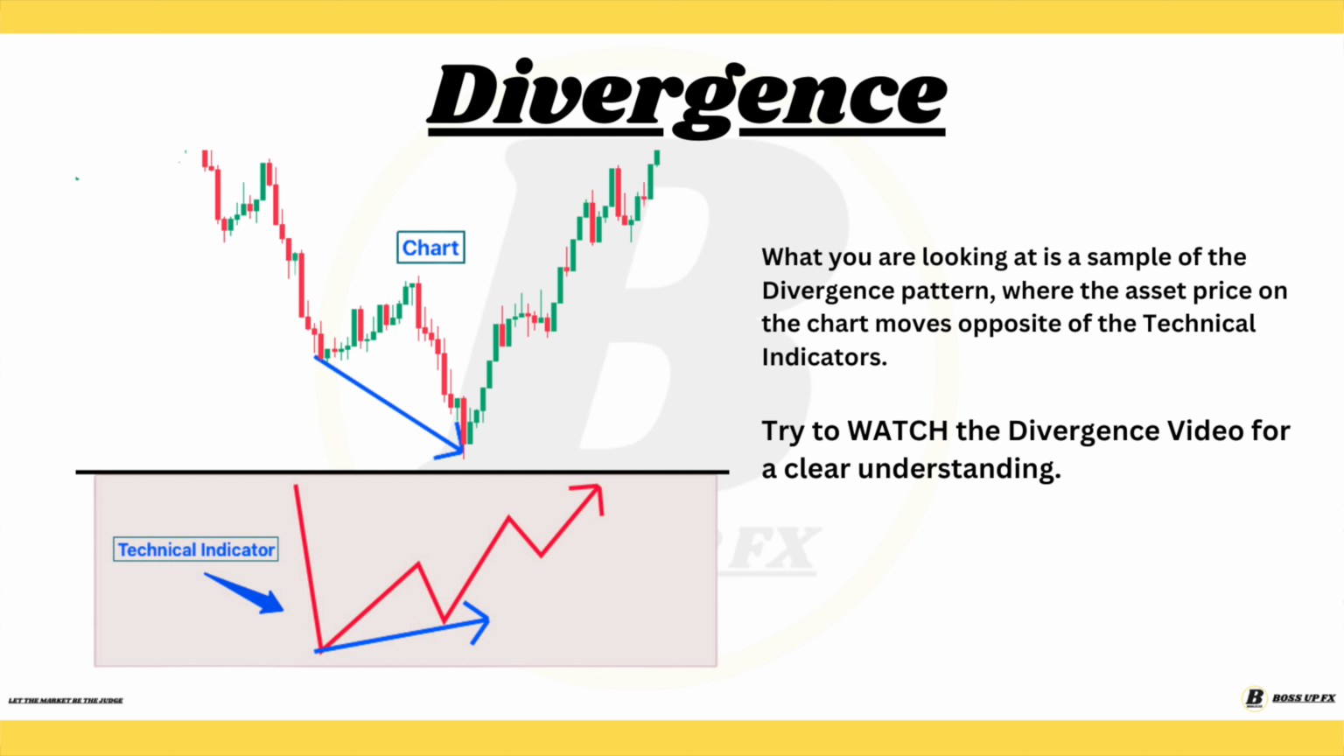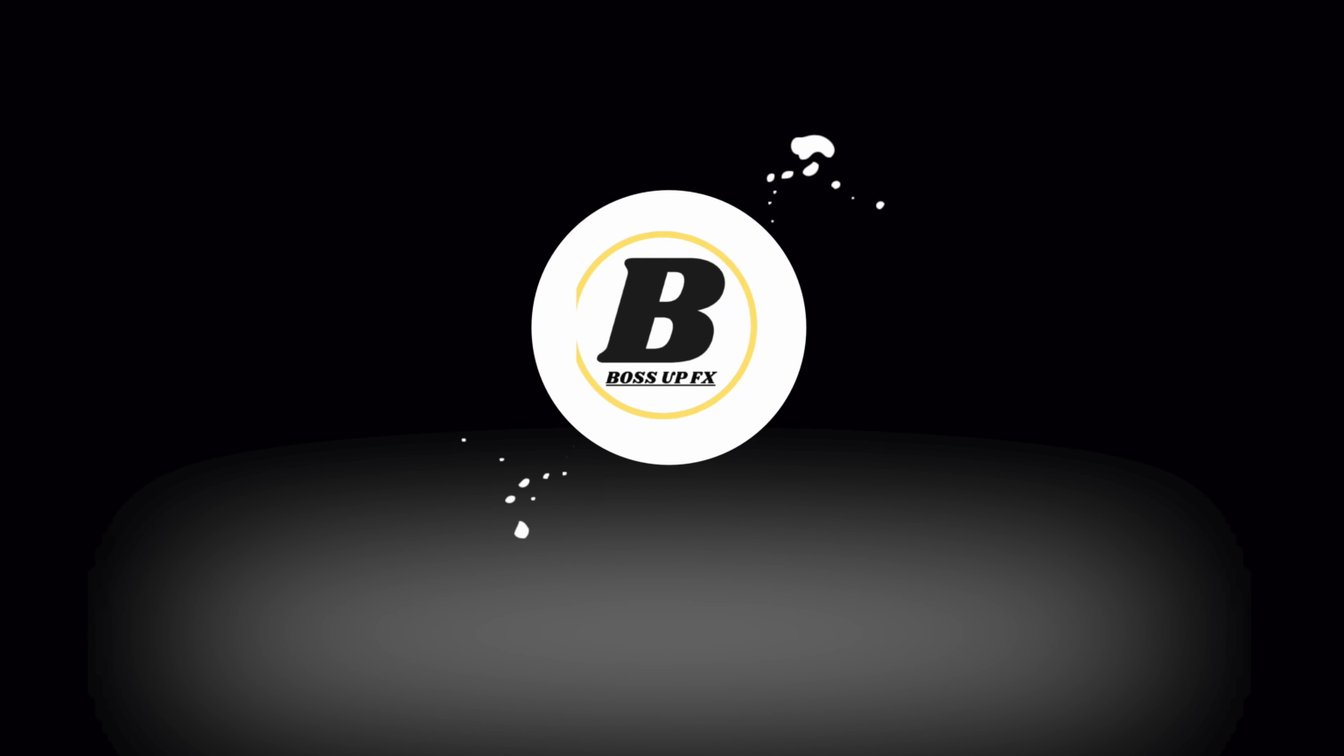Divergence is when an asset price moves in the opposite direction of the technical indicators. So let's get into the chart.